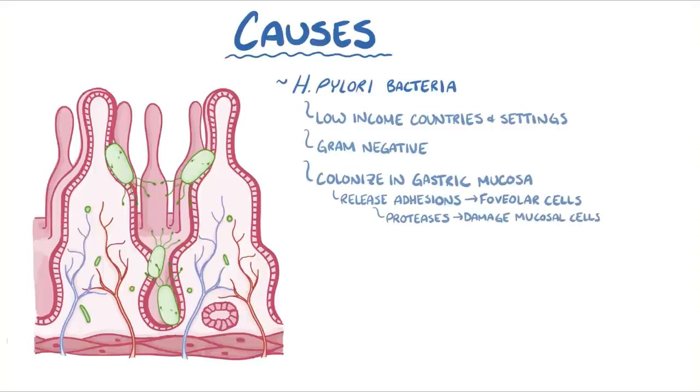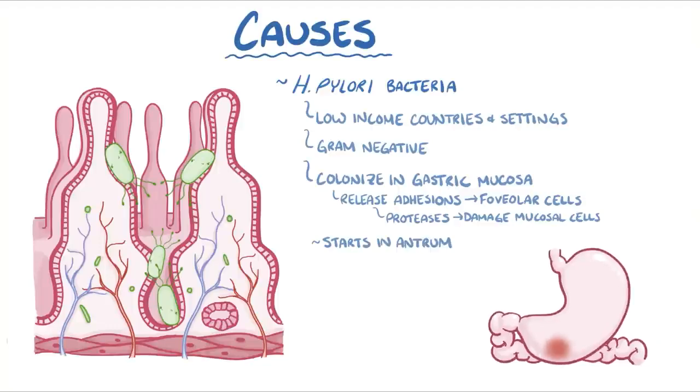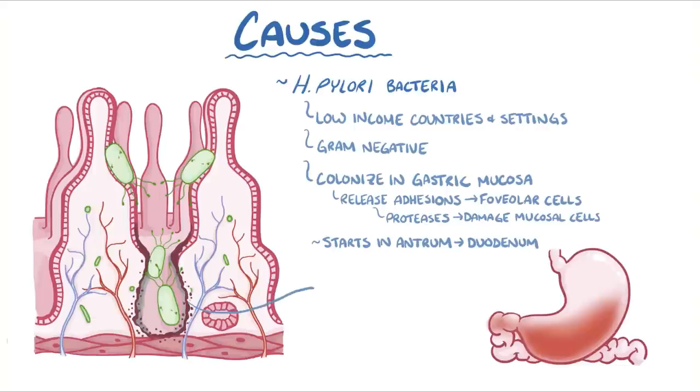The majority of individuals with H. pylori don't develop any problems, but sometimes it causes a patchy pattern of damage that starts in the antrum, and then spreads to the rest of the stomach and eventually into the duodenum. Over time, the damage erodes deeper and deeper into the mucosa, eventually causing ulcers.